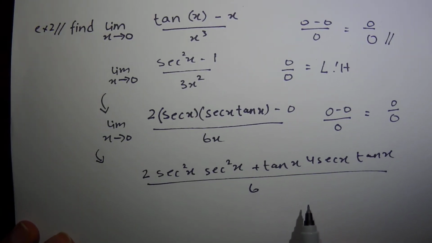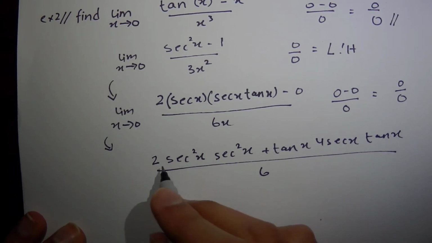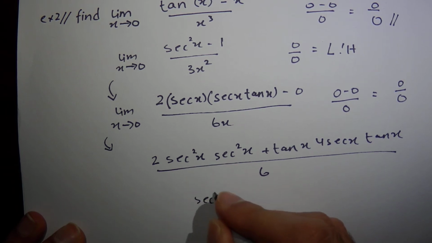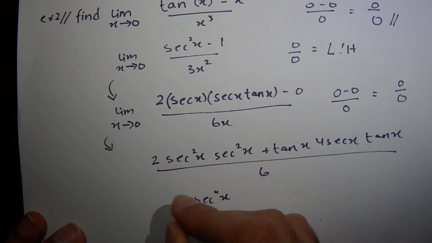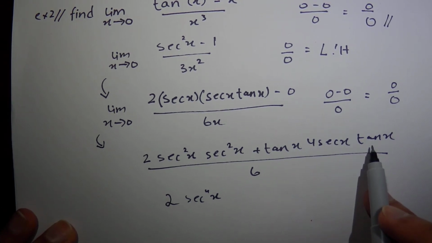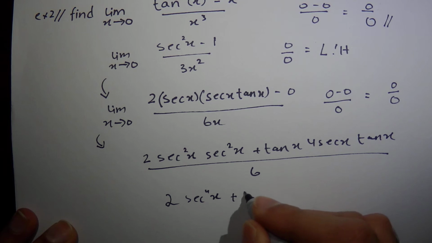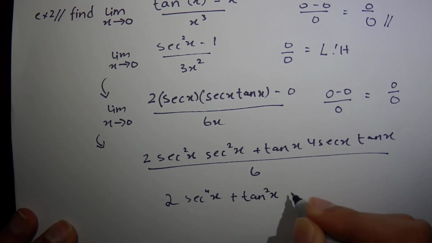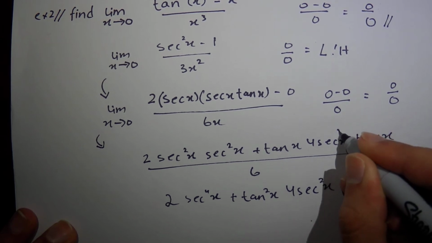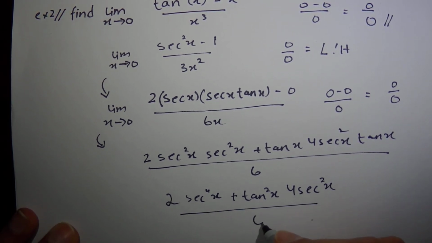Now taking the limit of this, well actually we could simplify this before taking the limit, so let's do just that. Secant squared x times secant squared x would be secant to the 4th x. And right here we'll have tan x times tan x as tan squared x. So plus tan squared x times 4 secant squared x, I've made a mistake here, divided by 6.